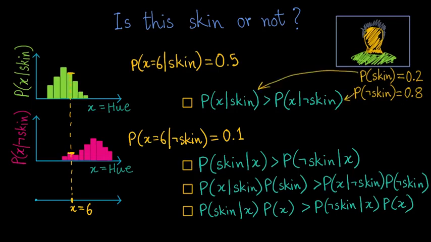These two values must be multiplied on the respective sides to weight the likelihoods. All of a sudden, the distinction is not as clear. Okay, so the first one is not enough. The second choice is exactly what we're after. If we find that the probability of skin given x is greater than the probability of not skin given x, then we have no reason not to believe that it is a skin pixel.